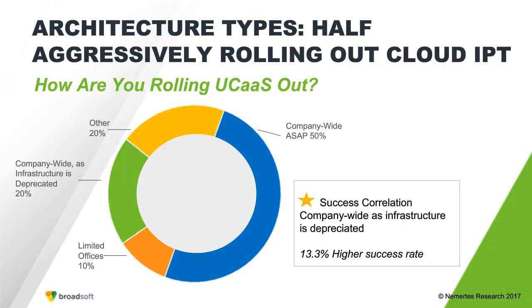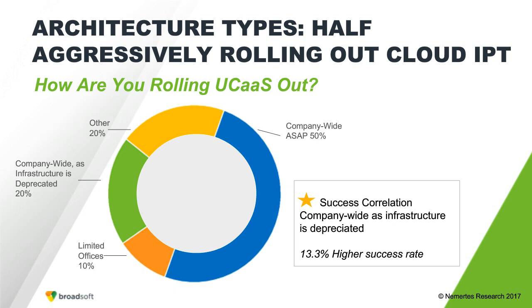Next, we're going to talk about architecture types. And when we talk about architecture types, this is really in consideration of a multi-site environment and does unified communications, cloud-based, go connected to every site, and what's the timeline, et cetera. So there's a variety of different paths here, and Nemertes has done some studying here, and I think what we do see is that obviously the most popular option, but not a huge majority, is to implement cloud company-wide.